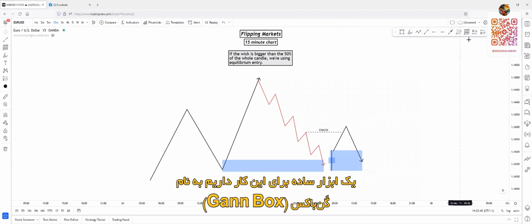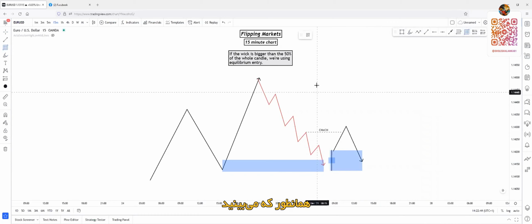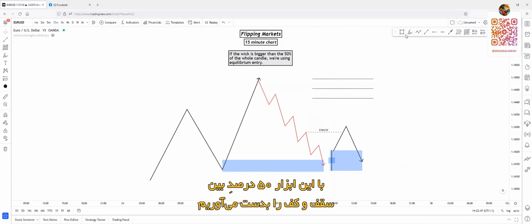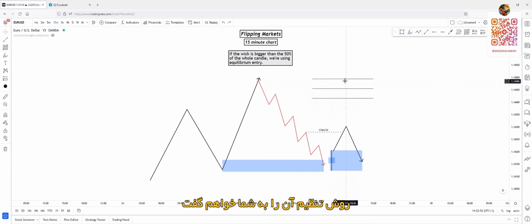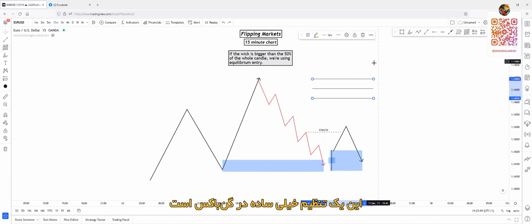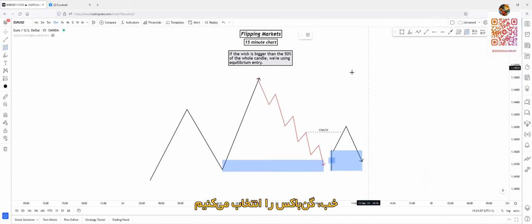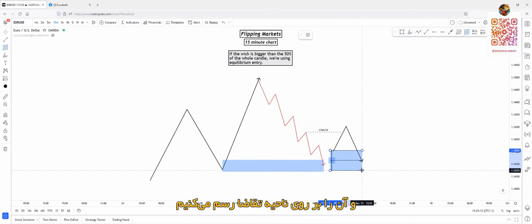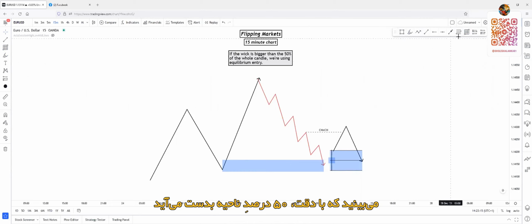We have a simple tool for this named Gambox. Right here, as you can see, it will mark out the 50% between the high and the low. I will show you how to set this up. Here are the settings on the first box: 0, 1, 0.5, no left labels, no right labels, no background. This is a really simple setup for the Gambox. That's how I use it. So let's just pick our Gambox and use it on our box, use it on our demand zone. As you can see, it will perfectly mark out the 50% of that zone.